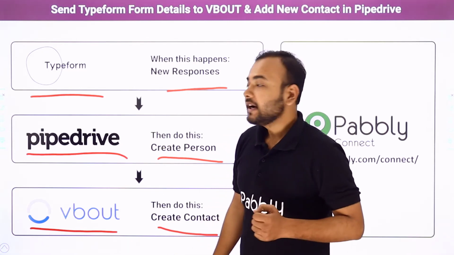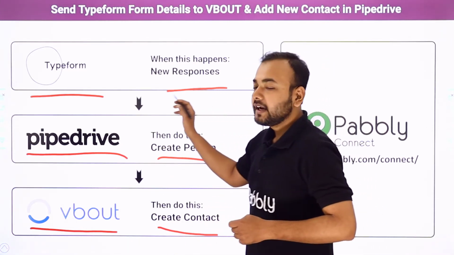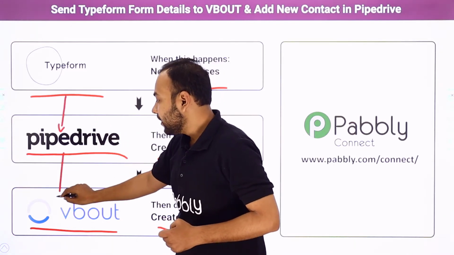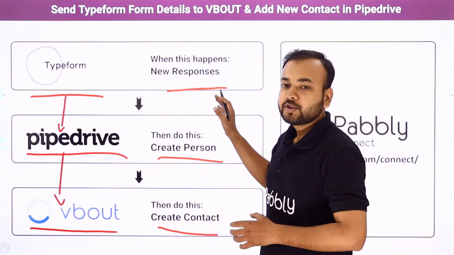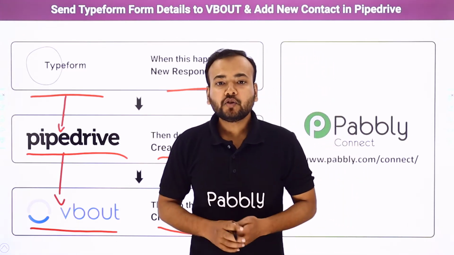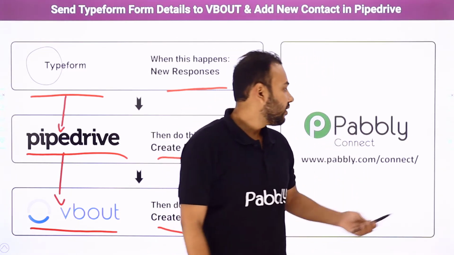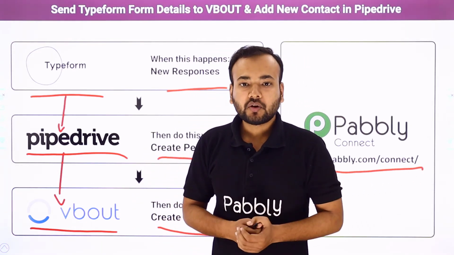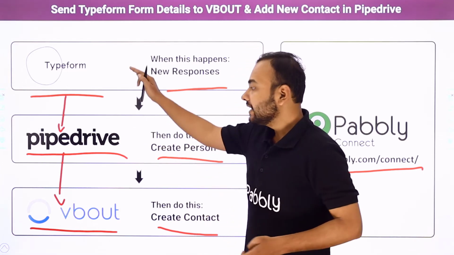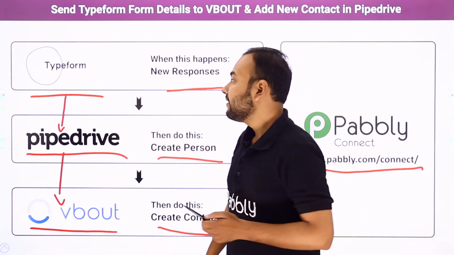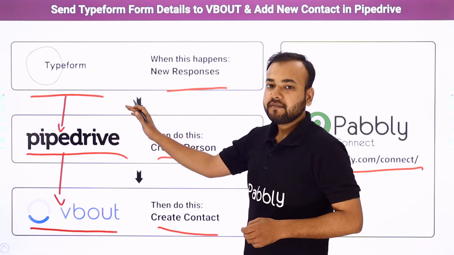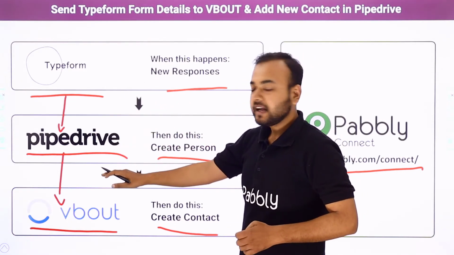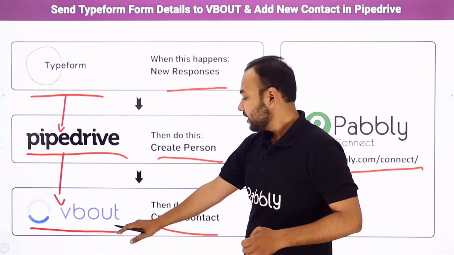So what if I tell you that you can automatically deliver the data of the Typeform response you got into Pipedrive and VBOUT as and when you receive a response? Yes guys, this can happen, and to make this happen I am using a software called Pabbly Connect. Pabbly Connect is an integration and automation software, and it will connect these three applications together such that whenever you get a new response from this Typeform, the data of that same person will be automatically transferred to Pipedrive as a new person and to VBOUT as a new contact.